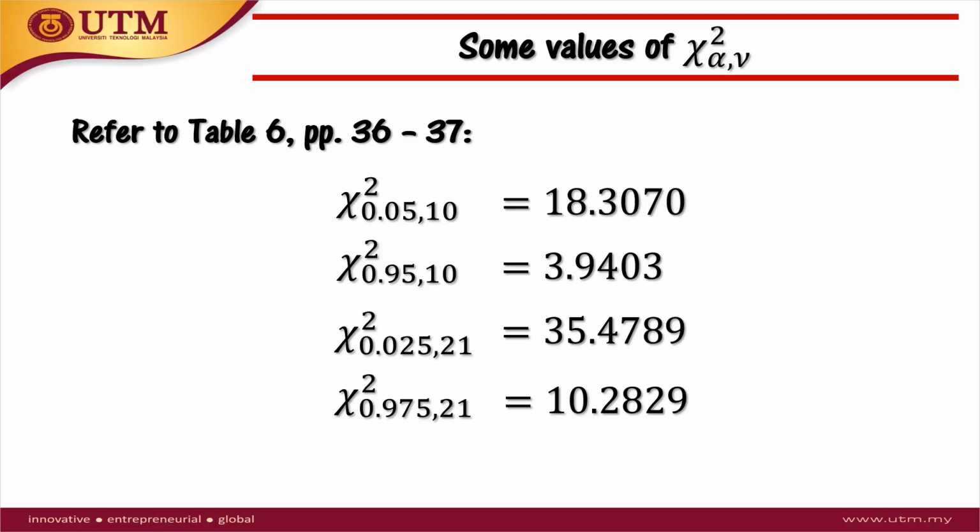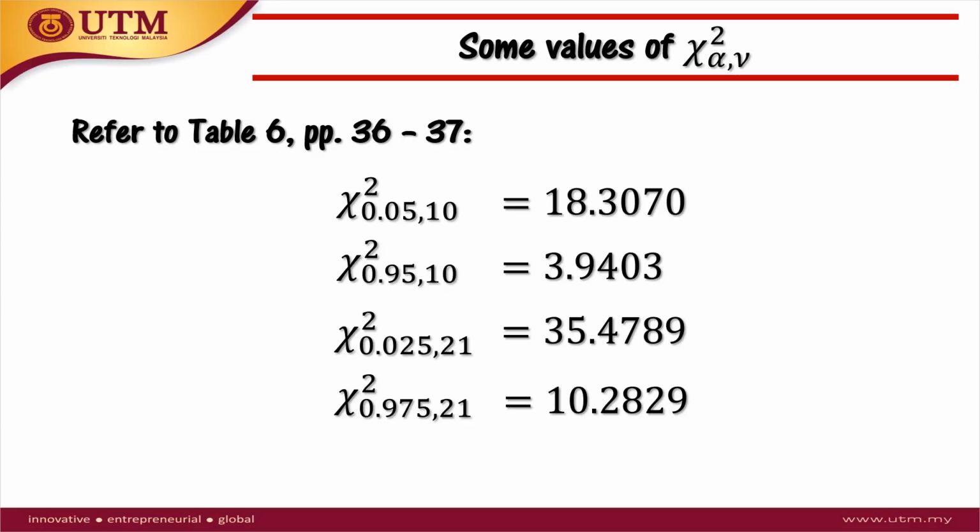Similarly, you can observe that chi squared 0.025,9 is larger than chi squared 0.975,9. Here the alpha is 0.025 and 1 minus alpha is 0.975. Why do you think this happens?